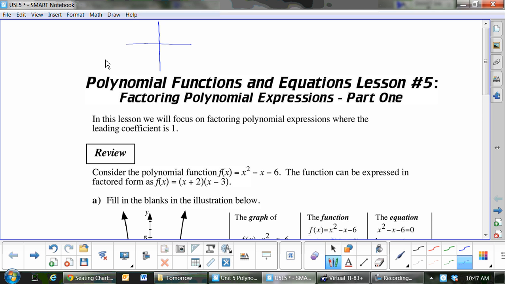All I want you to do is draw a simple graph that goes through -3 and -2. That's all I want you to do. Now here's the million-dollar question. What are the factors of that? It's x plus 3 and x plus 2 are the factors.